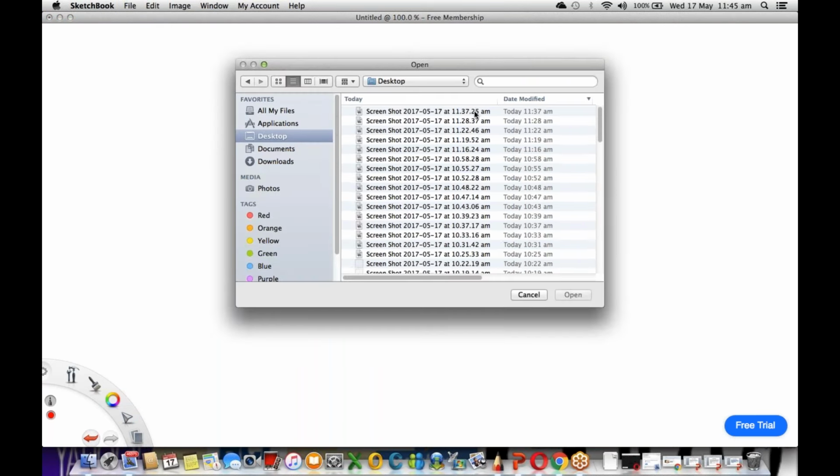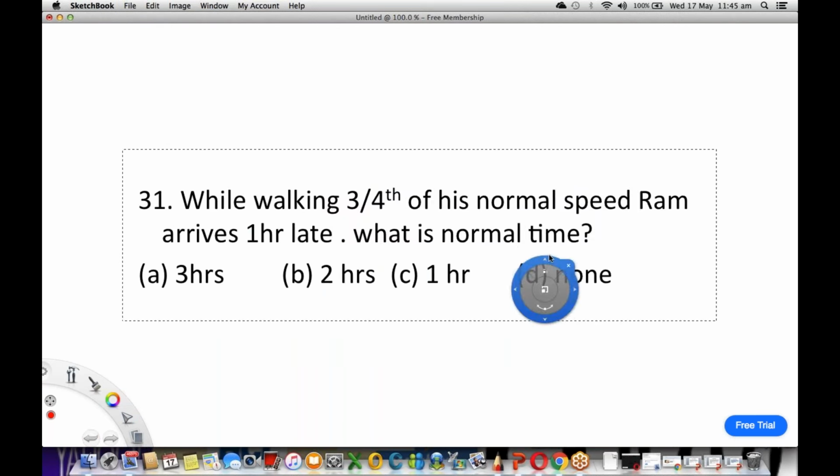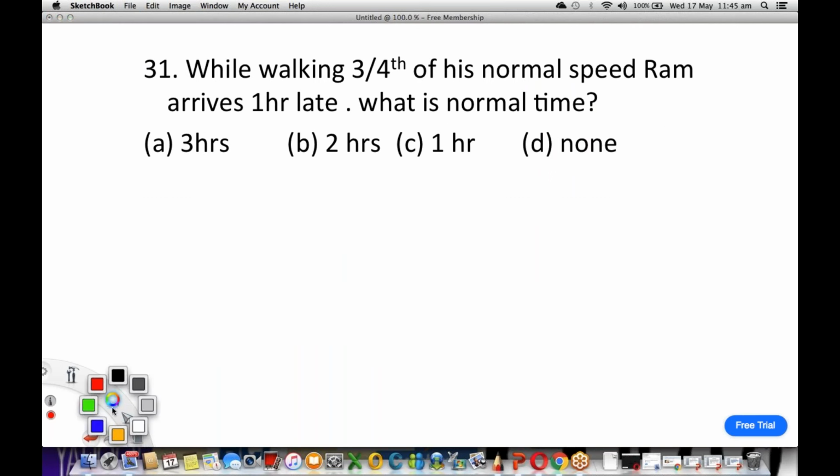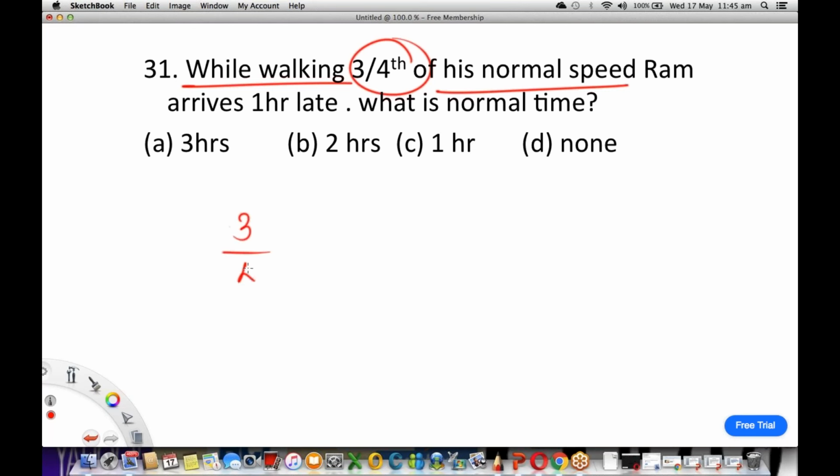So here, if you look at the question which is given to you, just understand what is the given data. The given information is, while walking at 3/4 of normal speed. What does 3/4 mean? 3 by 4 means on top of 4, 4 has become 3. That is the meaning. Base value is 4. Base value means the original value. So usually he will move with 4, but now he is moving with 3.